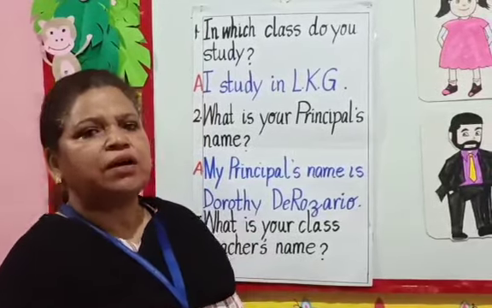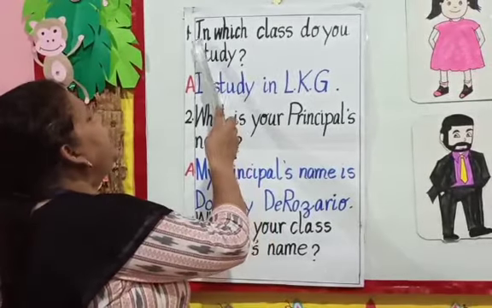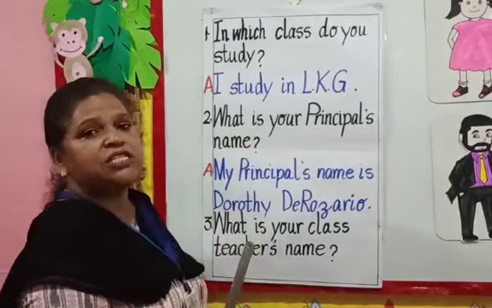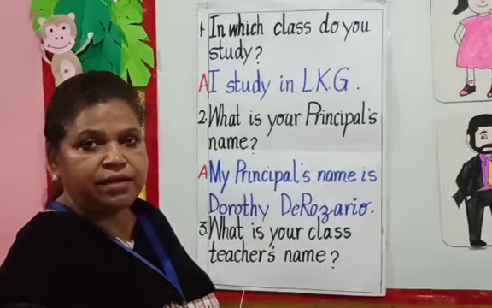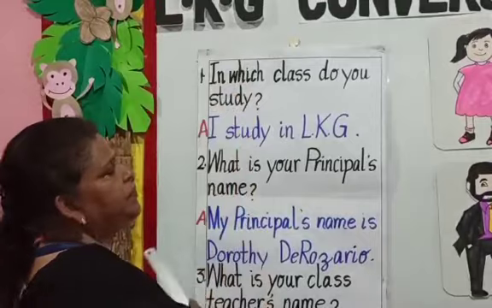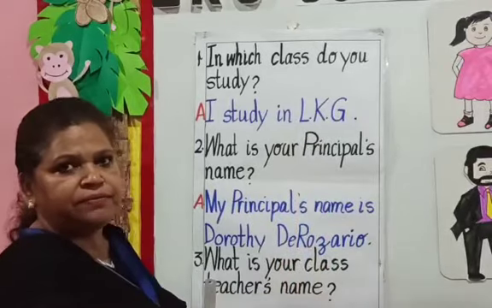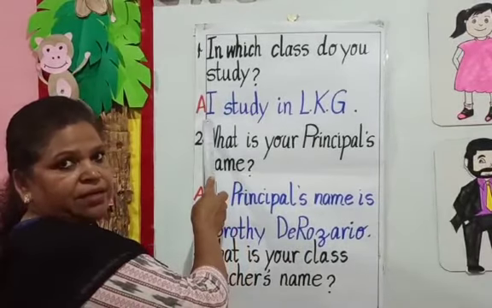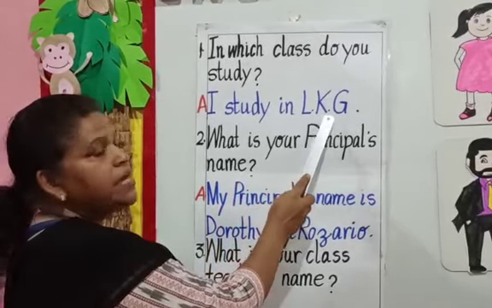Let us revise the question once more. Okay? Question number 1 again. In which class do you study? You have to say, I study in LKG. You can see LKG. You will write over here LKG. Okay? Once more, let us say this same sentence. I study in LKG. Okay?